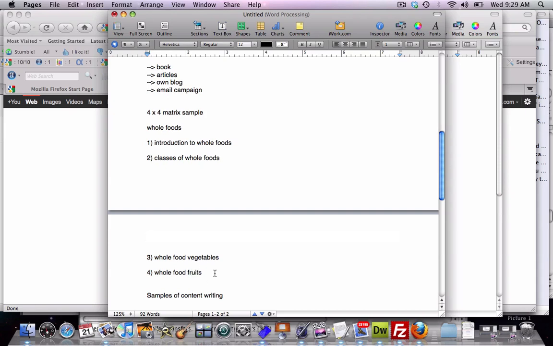Okay, now, if you were to keep going and do a full 10 by 10, then 5 could be the nutritional aspects of Whole Foods. 6 could be chicken Whole Foods. 7 could be meat Whole Foods. 8 could be supplementation with Whole Foods, and so on.